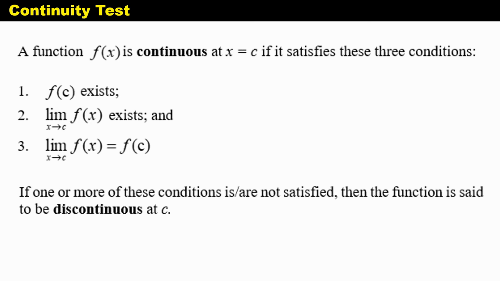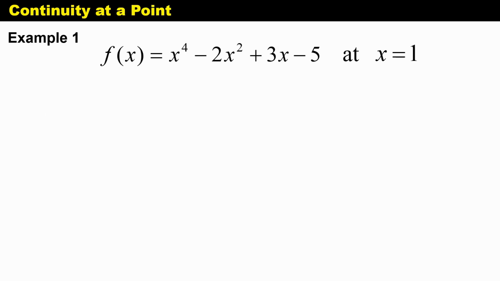Now let's have an example on how to identify if the graph of a function is continuous at a point. Say, for example, we have the function x to the fourth minus 2x squared plus 3x minus 5, and you are asked if this function is continuous at x equals 1. Now, how do we solve this one, or how do we identify if this function is continuous at x equals 1? We will be using the three conditions that we have previously discussed.